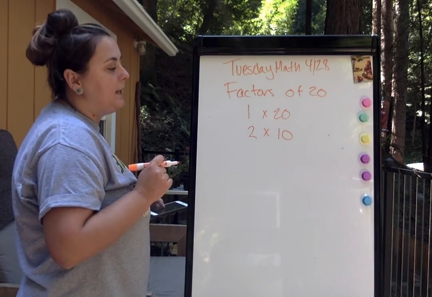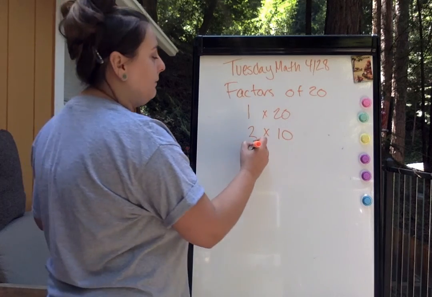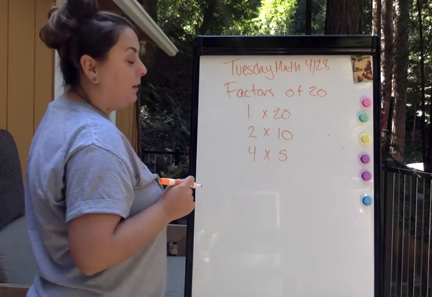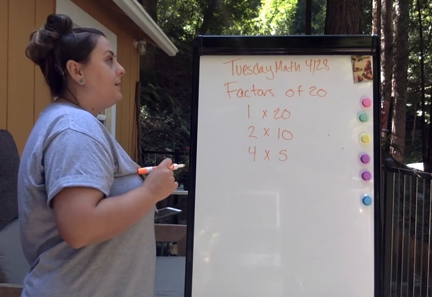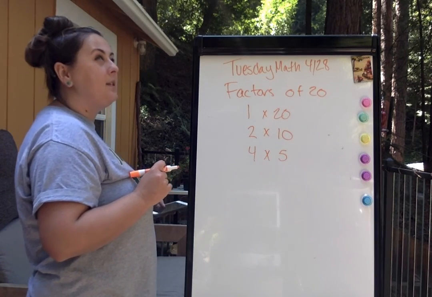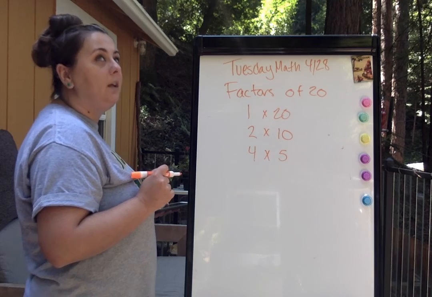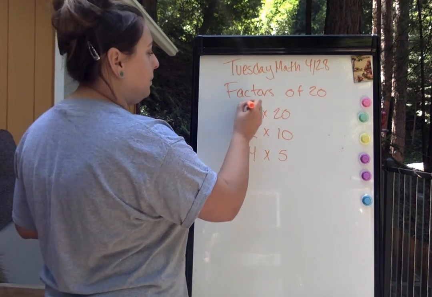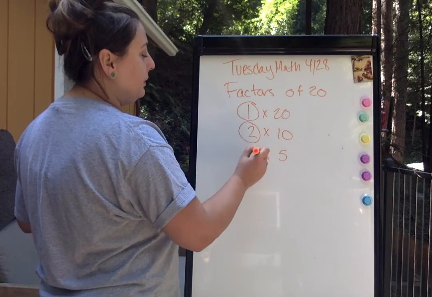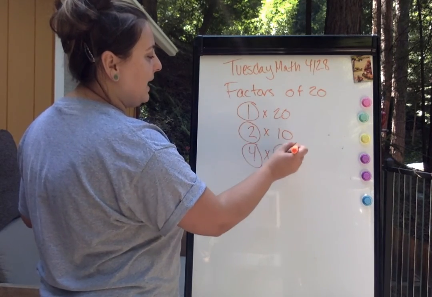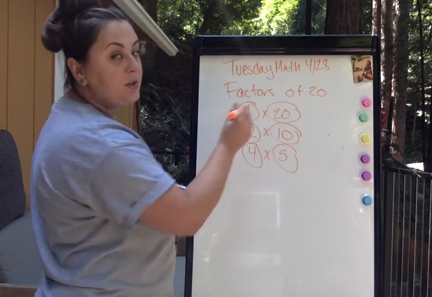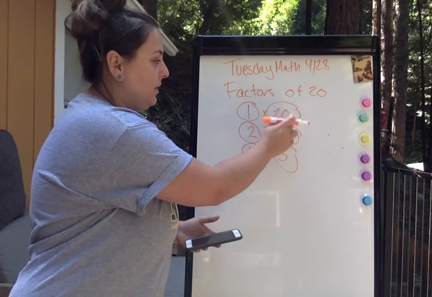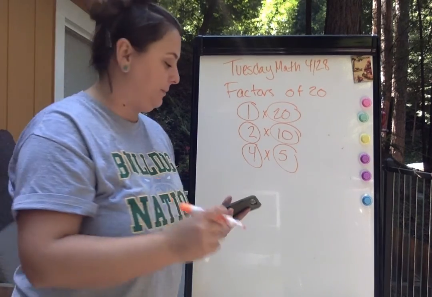4 times 5 equals 20. Let's see, anything else that I can think of? 6, no. 7, no. 8, no. Okay, so this is it. So I would mark off 1, 2, 4, 5, 10, and 20. Those would be your factors. So go through and check all those factors off for number 1.